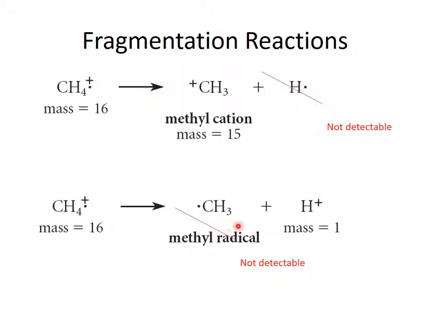Likewise, if it were to throw off a methyl free radical and a proton, you would get a mass of 1 detected, but we don't ever detect that. Why? Because a methyl carbocation is much more stable than a free proton, and so you don't see it break apart in the bottom reaction. It's broken apart in the top reaction.